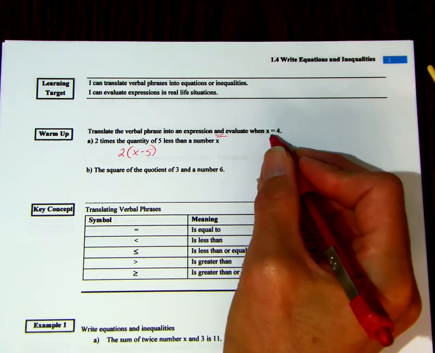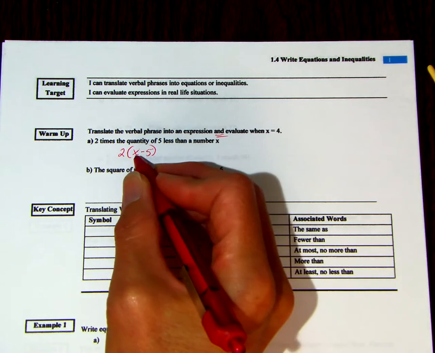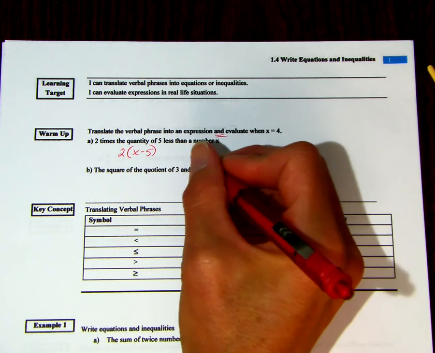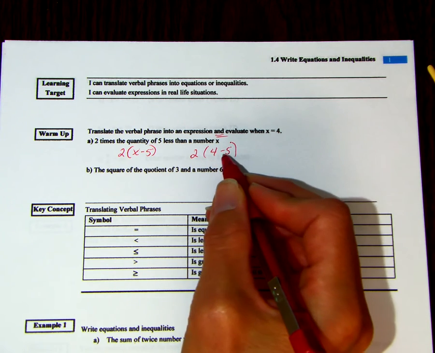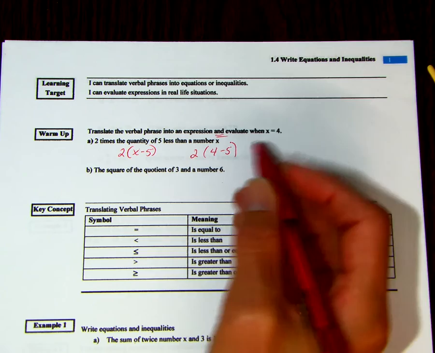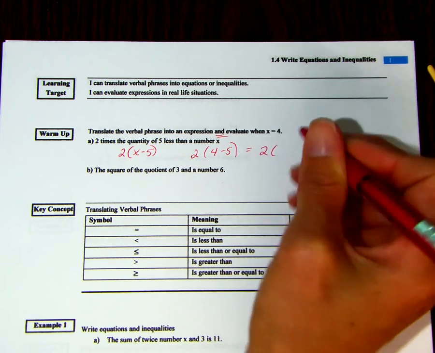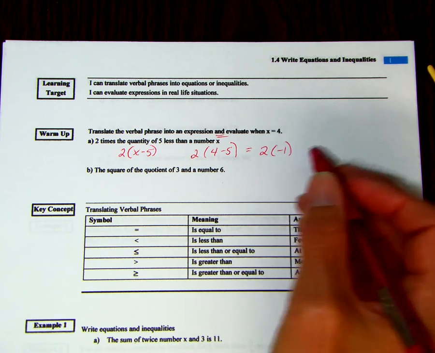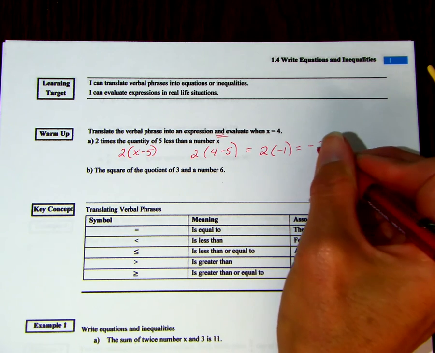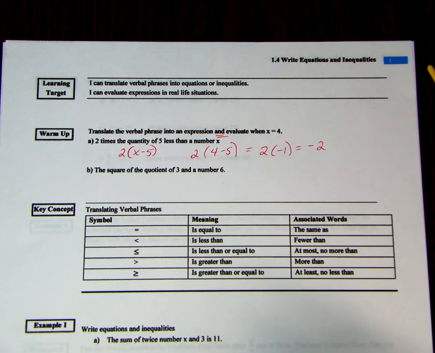Now I want to evaluate when x is equal to 4. So I'm going to substitute 4 in for x. So 2 times 4 minus 5. Don't be afraid of that. 4 minus 5 is the negative value. So I'll have 2 times negative 1. And remember, when you multiply a positive with a negative, you're going to get a negative. Good times, good times. All right, here we go.